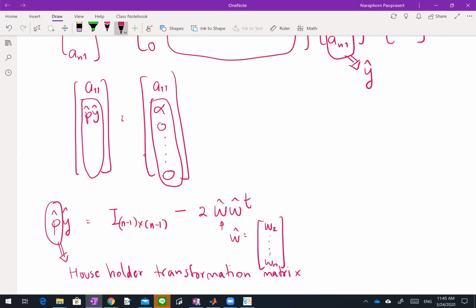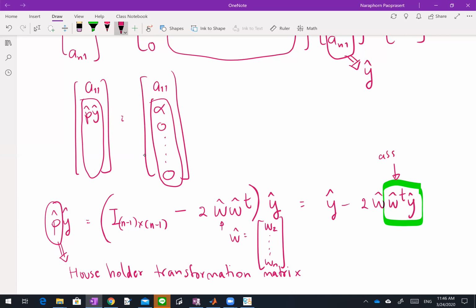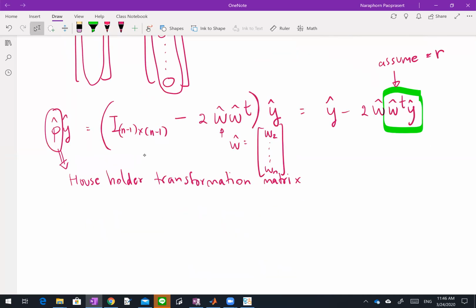So you want this multiplication to be multiplied with y hat. So the thing in the parenthesis is the P hat multiplied with y hat. And so if you move y into the parenthesis, I times y hat is just y hat minus 2 w hat transpose y hat. This one is just a scalar because it's a dot product of the two vectors. So let me just assume it equals r, any number r. So you have y hat minus 2w hat r.